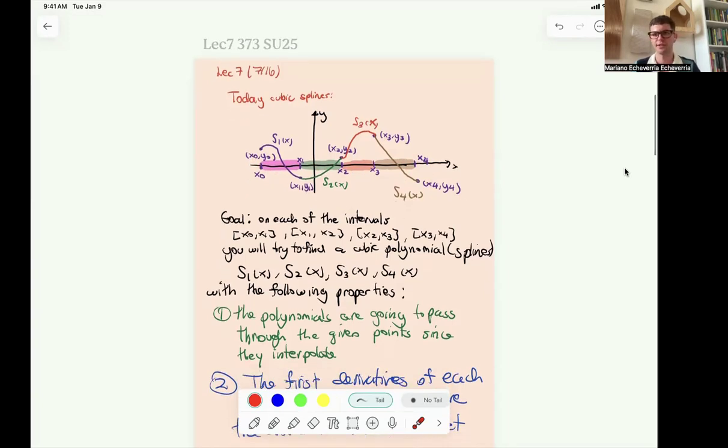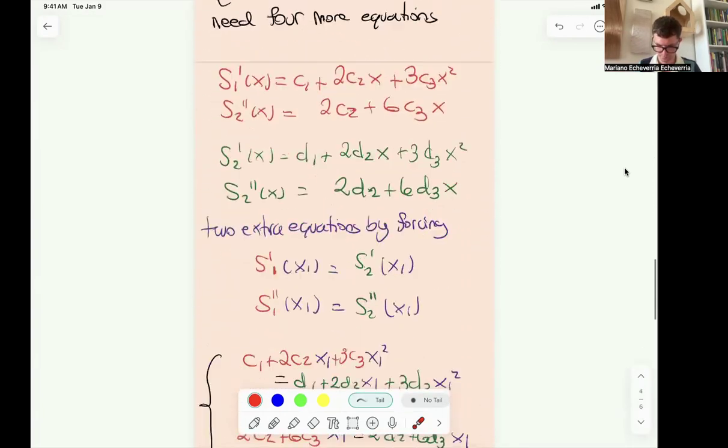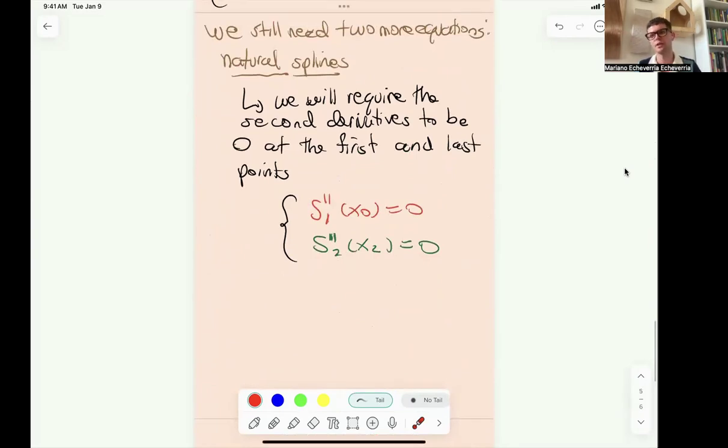But yes, there are other things you could ask for, which the book discusses. But the natural splines are the easiest ones to state, because it's just equating the second derivatives to zero. So that gives you the two extra equations that are missing.